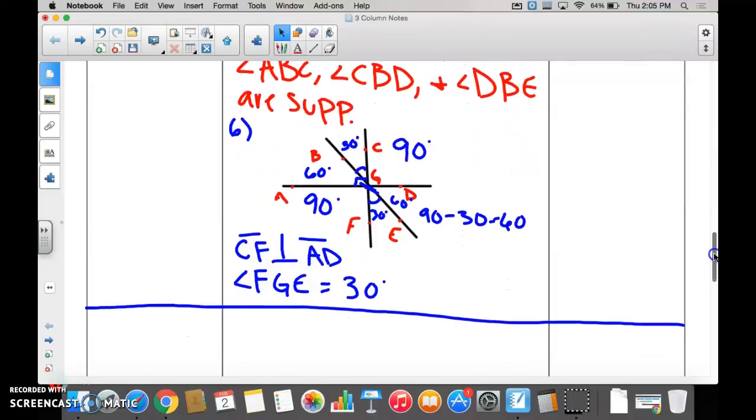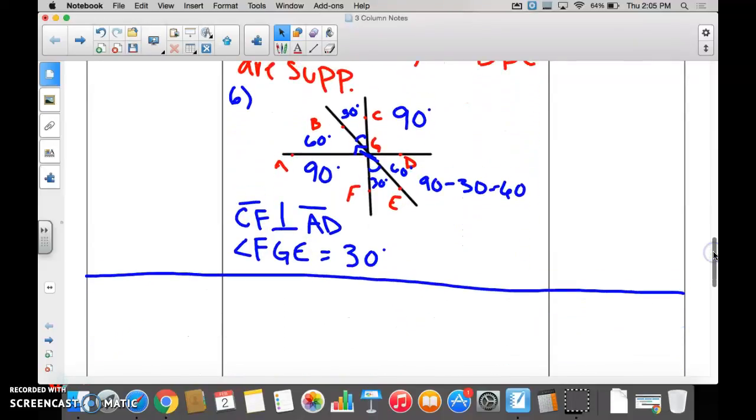All right, and then we got down to this image, and it was given that line segment CF and line segment AB were perpendicular. Perpendicular means that they create 4 right angles. Yep, intersecting lines that create 4 right angles.